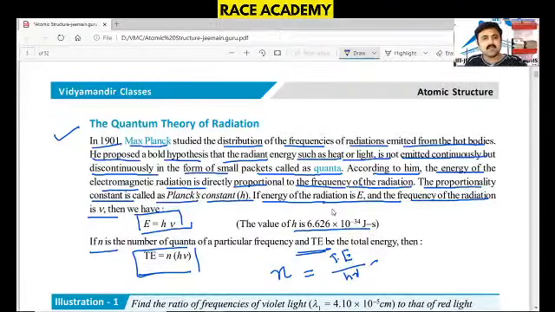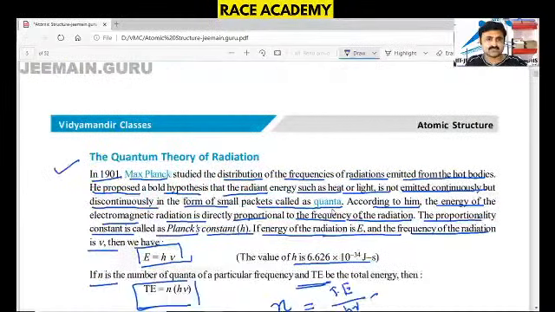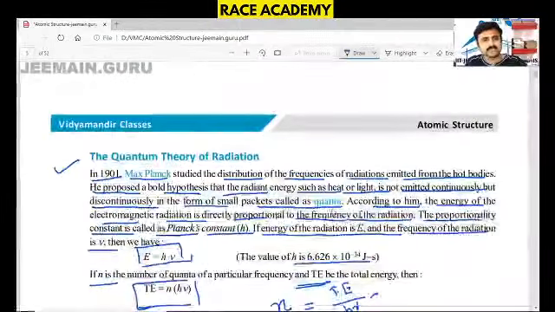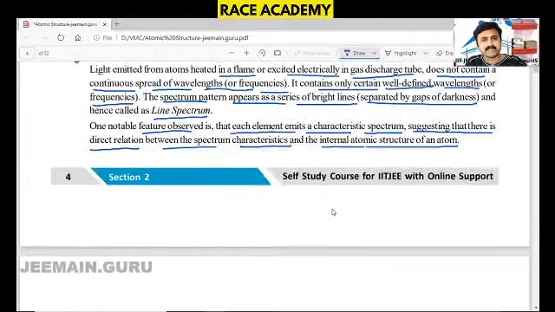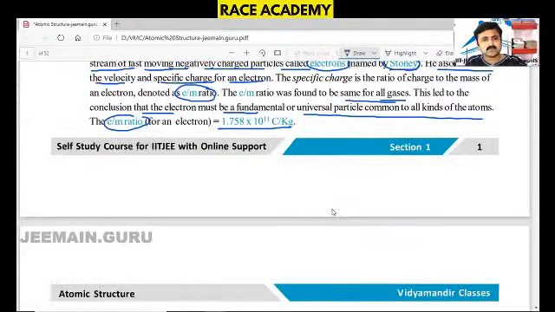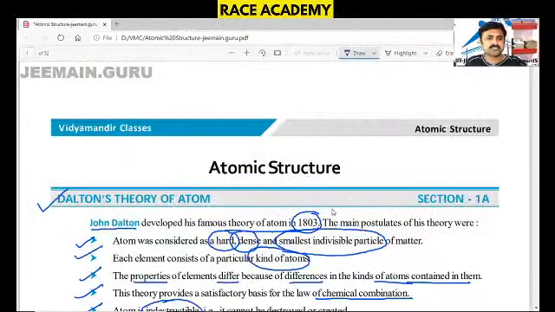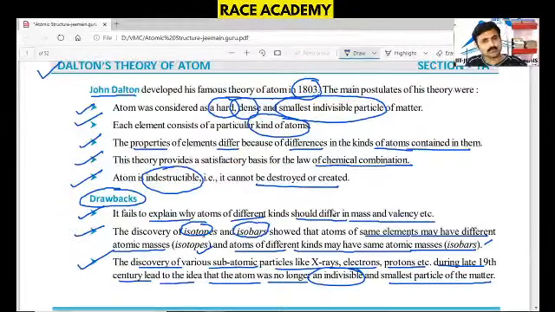These are the main theories we have discussed in this session: the quantum theory, the electromagnetic theory and the electromagnetic spectrum, which led to the development of Dalton's theory, Thomson's model, Rutherford's model and Bohr's theory. I hope you have got an idea. These are only the basic concepts.